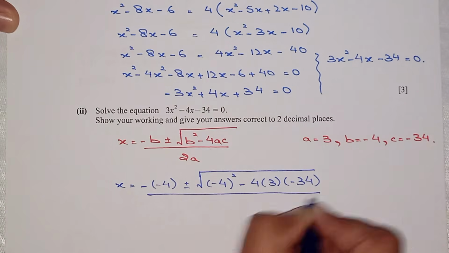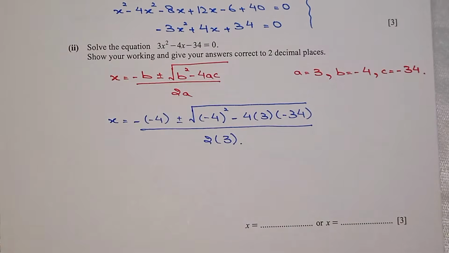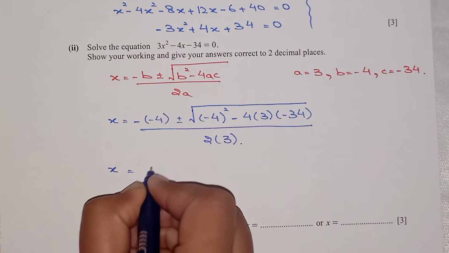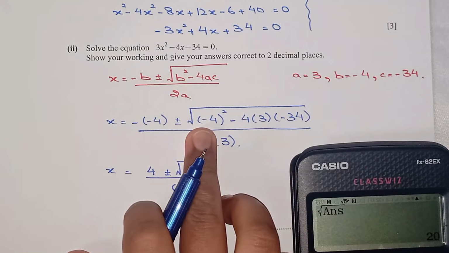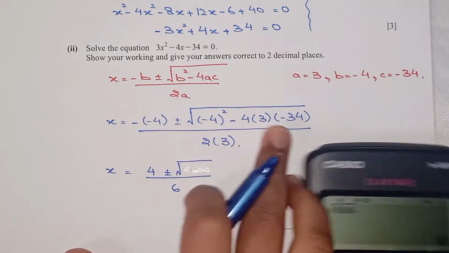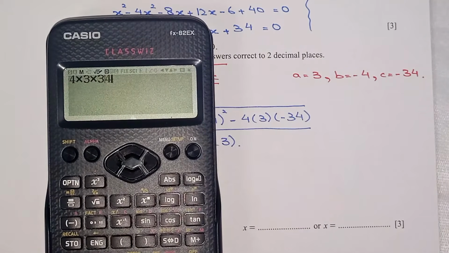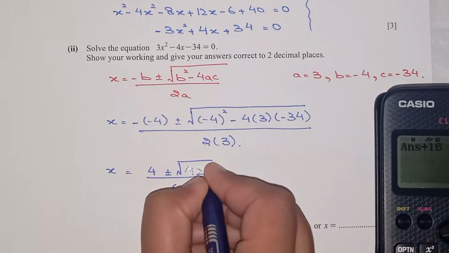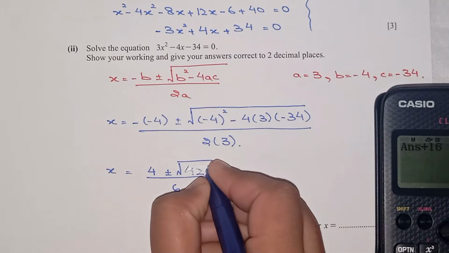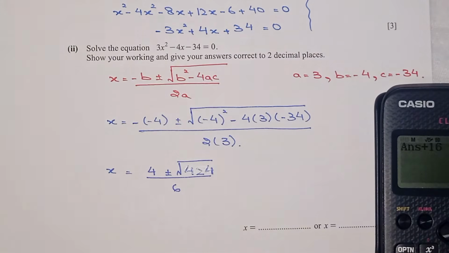divided by 2 times 3. Now x is equal to 4 plus minus square root. Negative 4 square is positive 16, and negative times negative is positive, and we have 4 times 3 times 34 is 408, and then plus 16 is 424. Square root of 424.